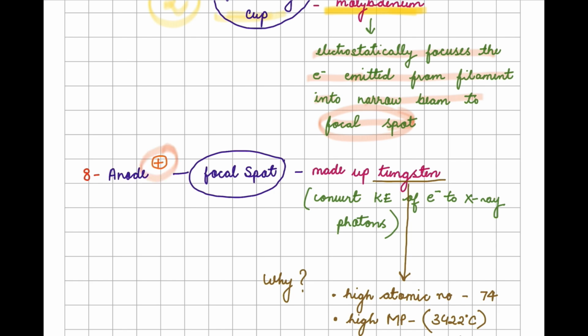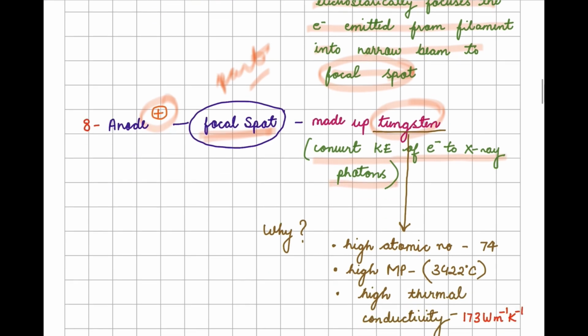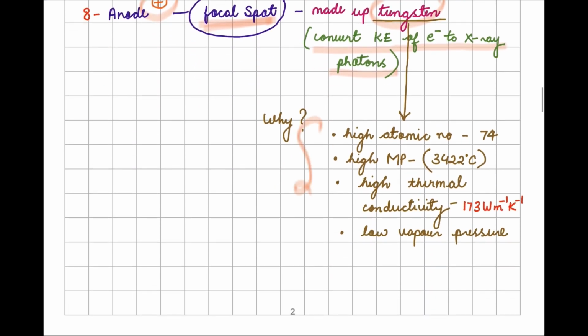Okay. Now the next question was, what is anode, its part and their function? So anode is positively charged and its part is focal spot. So this focal spot is a part and it is made up of tungsten, and what it does, it basically converts the kinetic energy of the electron to the X-ray photon. These are very important, these are basically asked.